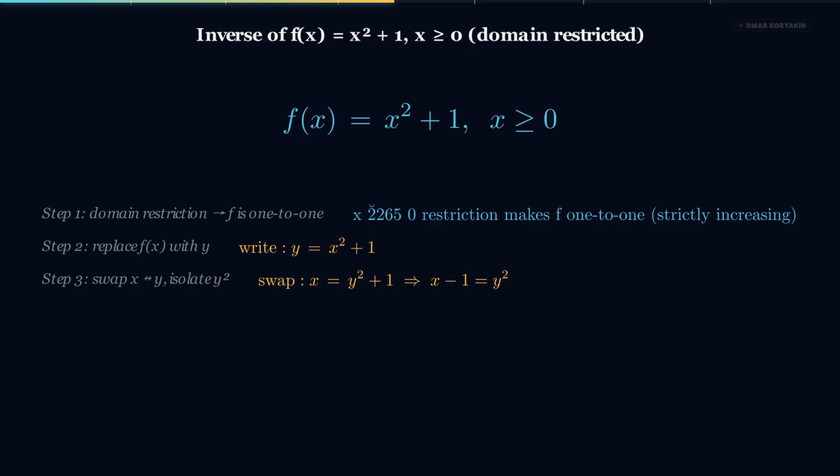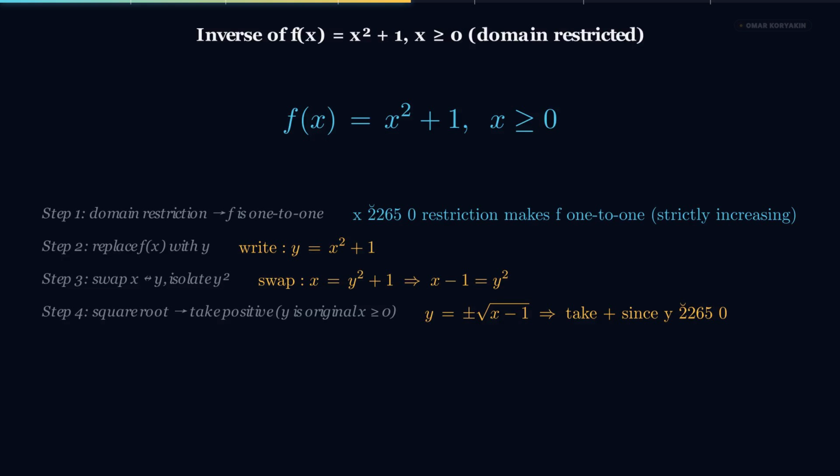Two solutions in general, but the original domain restriction said the original x was non-negative, which means the inverse output y must be non-negative, because y equals the original x. So we take the positive square root only. Step 4. f inverse of x equals the positive square root of x minus 1.